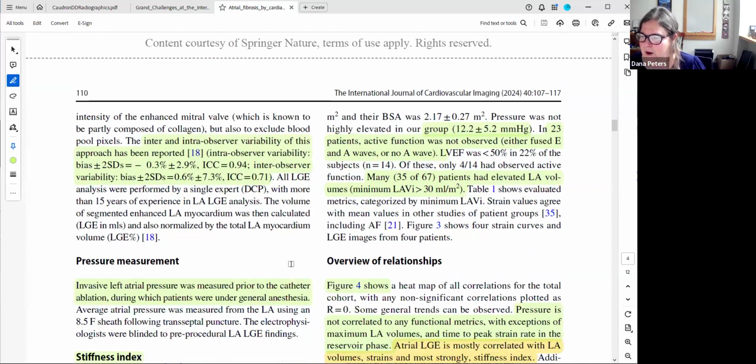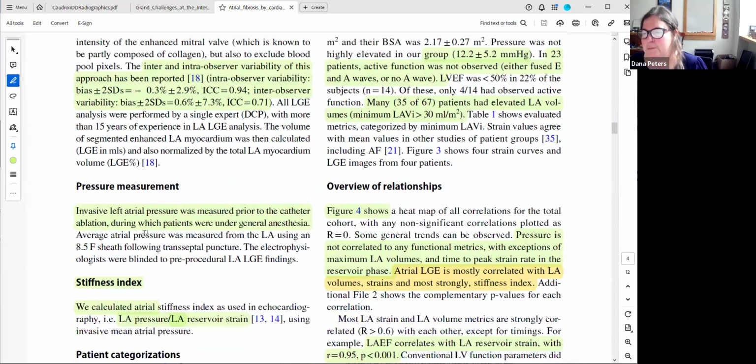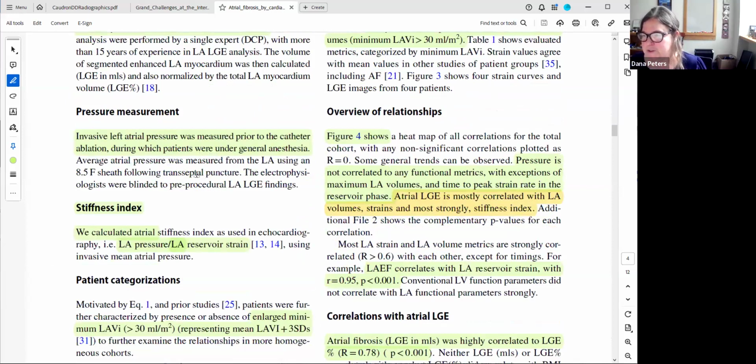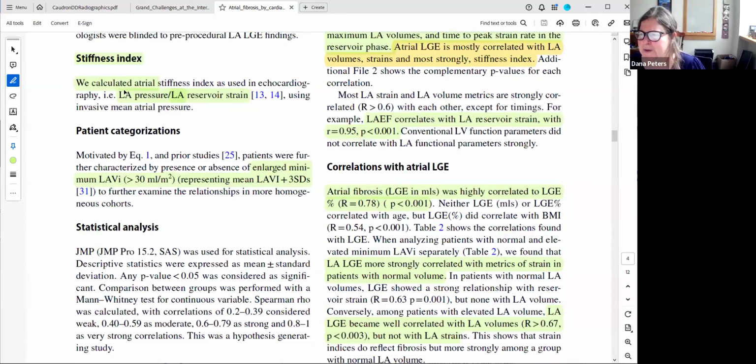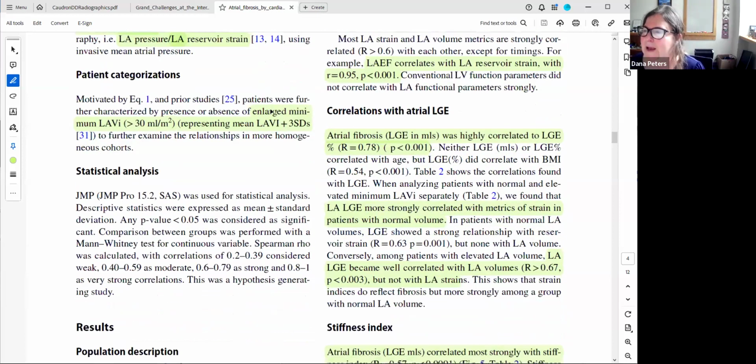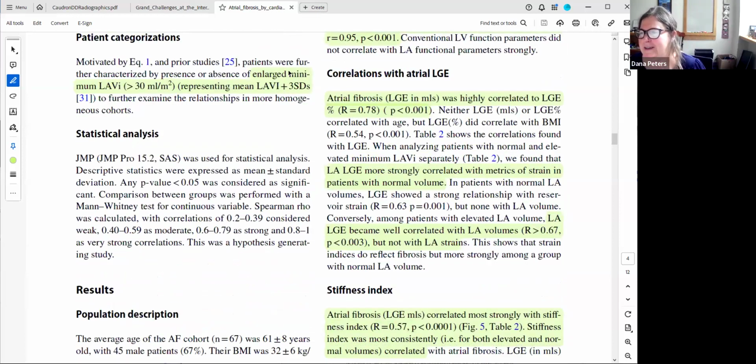The pressure measurement was prior to the catheter ablation. Here we also measured, as I said, the stiffness index, which was the invasive LA pressure divided by the LA reservoir strain. We also looked at different categories because the problem with atrial fibrillation patients is they're so heterogeneous. So we looked at people with lower left atrial volume versus higher left atrial volume.